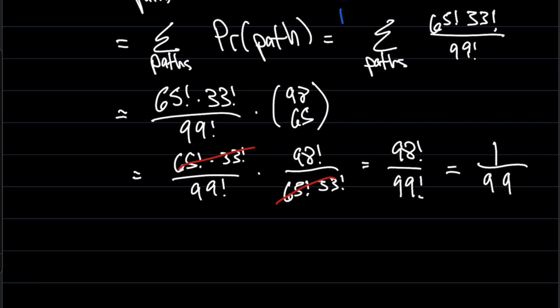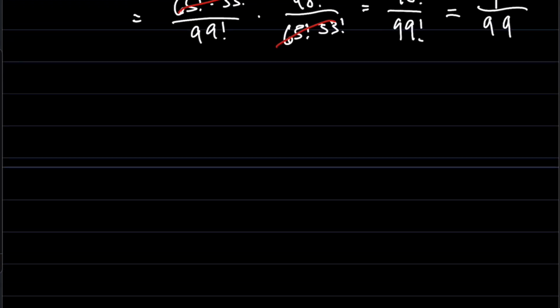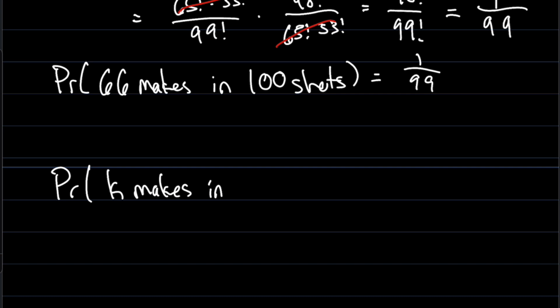That's amazing. So we said the probability, I'm just going to wrap this up right here, the probability of having 66 makes in 100 shots is going to be equal to 1 over 99. But we can actually go one step further and think of this in the general case. What if we have K makes in N shots?